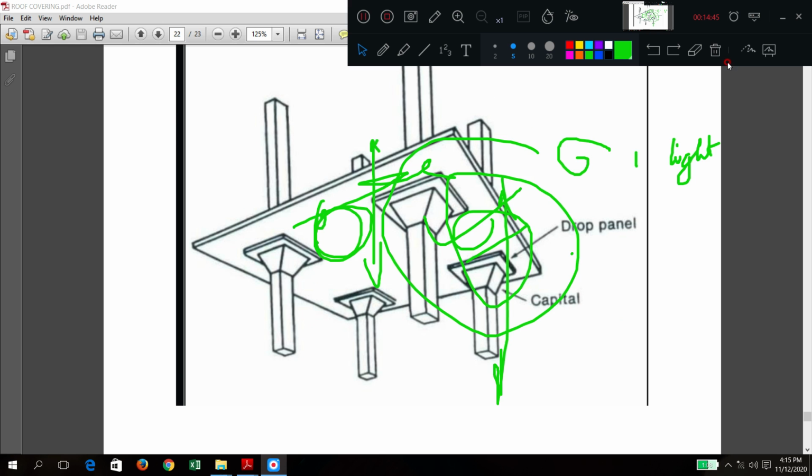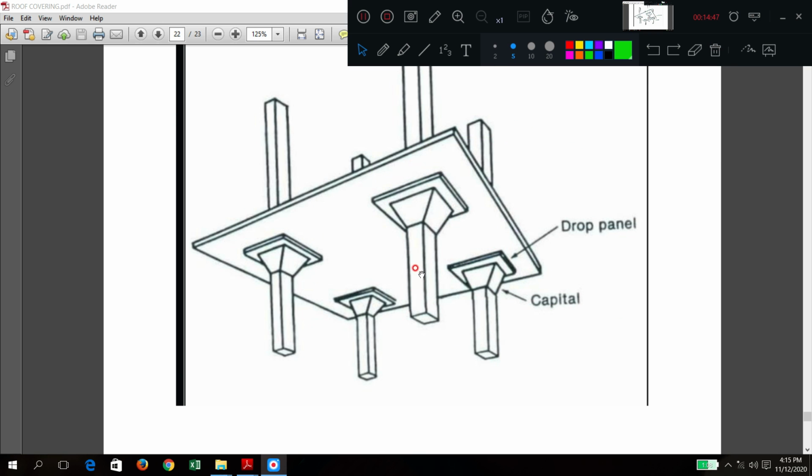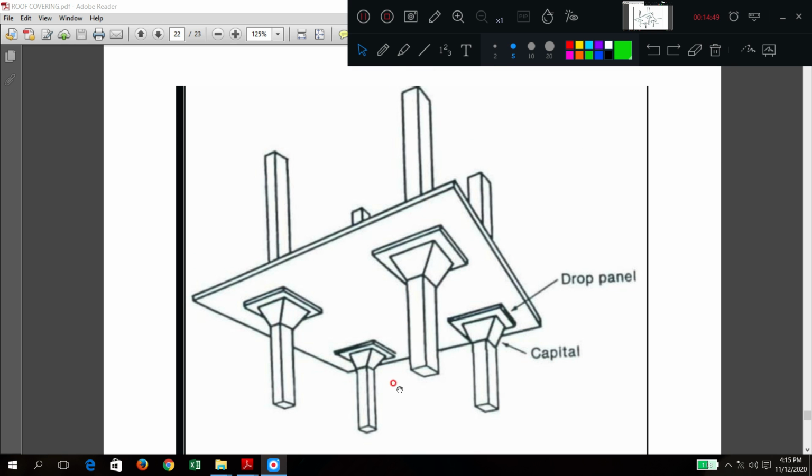This is an isometric view for a flat slab. These are called the column head and column drop. This is the total slab itself. There are no beams.